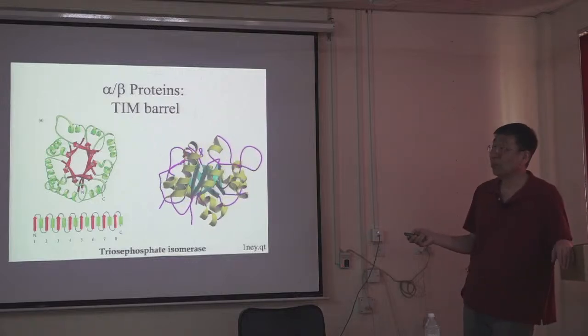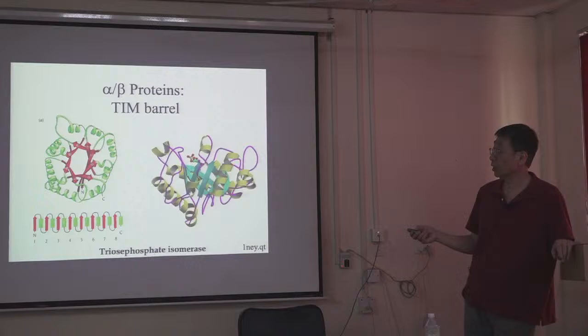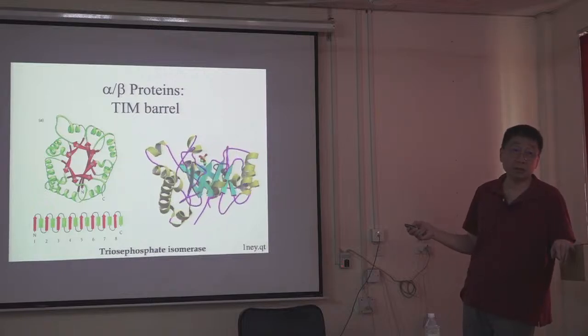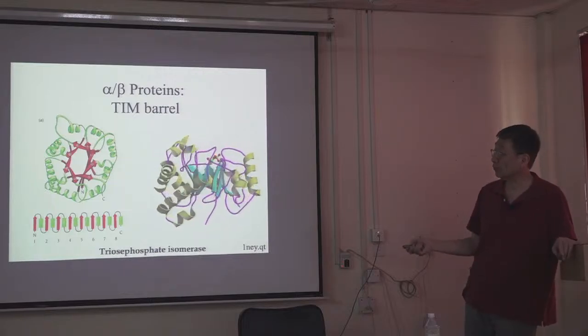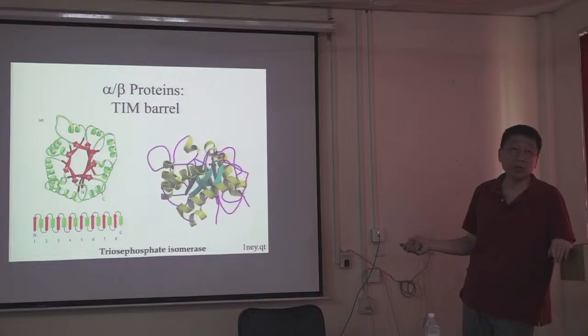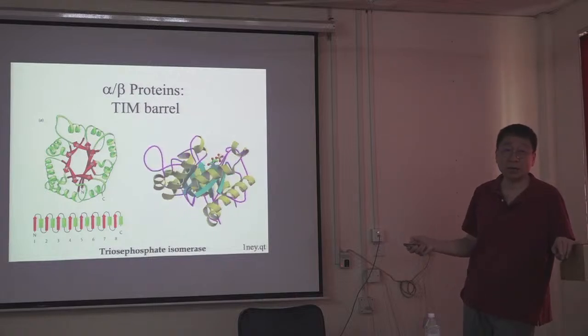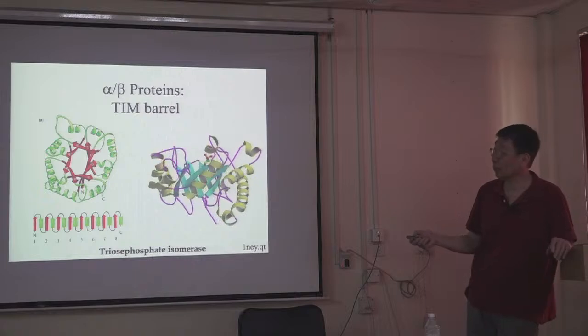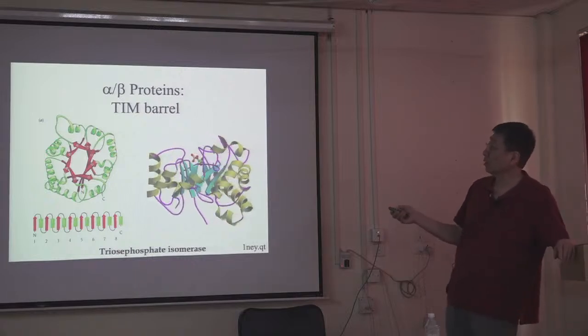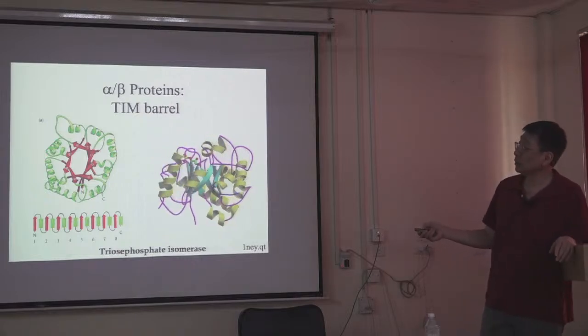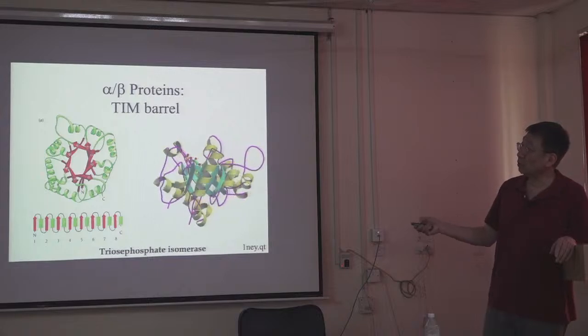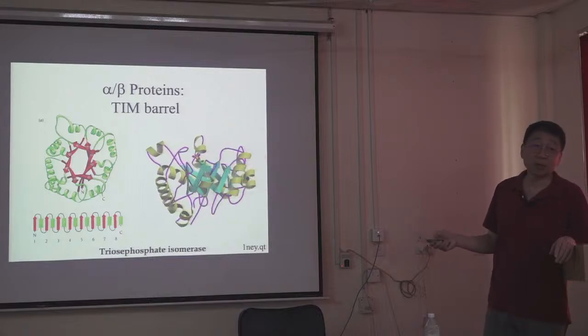And the most popular protein fold is something called the TIM barrel. TIM means triose phosphate isomerase, which is an enzyme in the glycolysis pathway, if you remember your biochemistry, but it doesn't really matter. So the structure is very simple. It has an 8-stranded, fully parallel beta barrel in the middle.